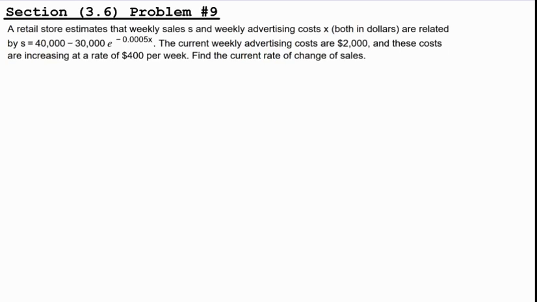This is problem 9 from section 3.6, and this problem reads, a retail store estimates that the weekly sales S and the weekly advertising cost X, both in dollars, are related by this function we see here, and the current weekly advertising costs are $2,000, and these costs are increasing at a rate of $400. So we see that advertising costs are X, so we're solving for when X is 2,000.